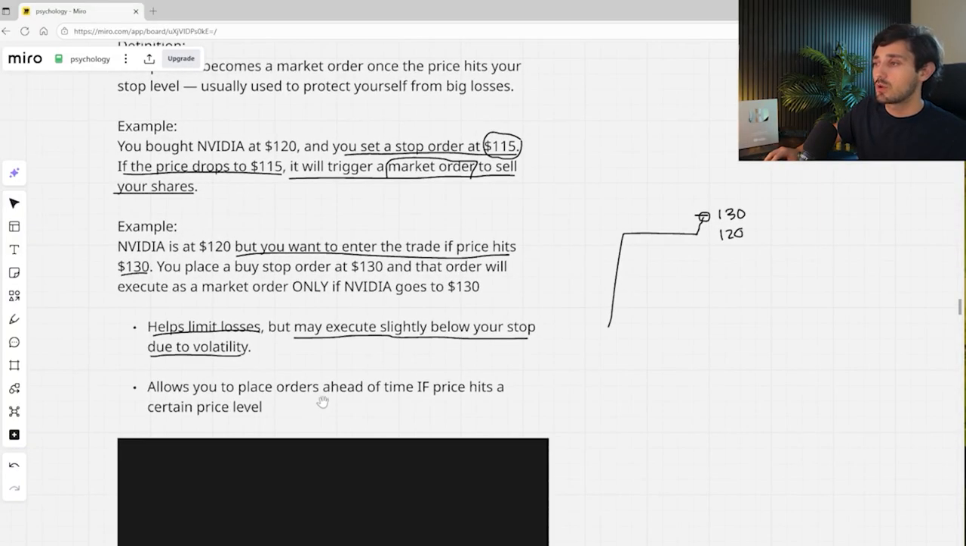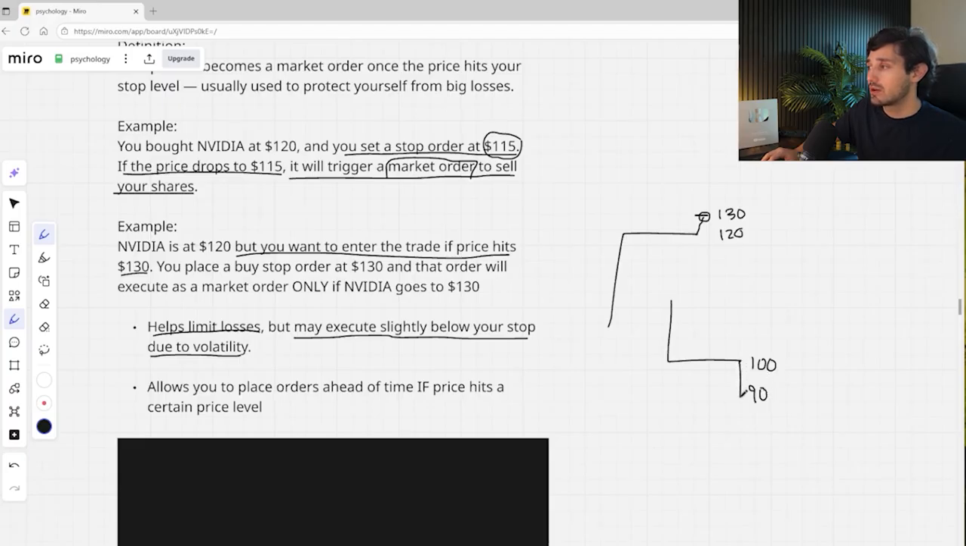So this allows you to place orders ahead of time if price hits a certain level, right? So if prices go to 130, it'll fill my order and trigger me into the trade. Or let's say it's a short. Let's say this is 100. You only want to get in if prices hit 90. In that case, you'd place a sell stop order at 90, and then prices need to go down to 90 to fill your order, and you would get executed here as a market order, okay?